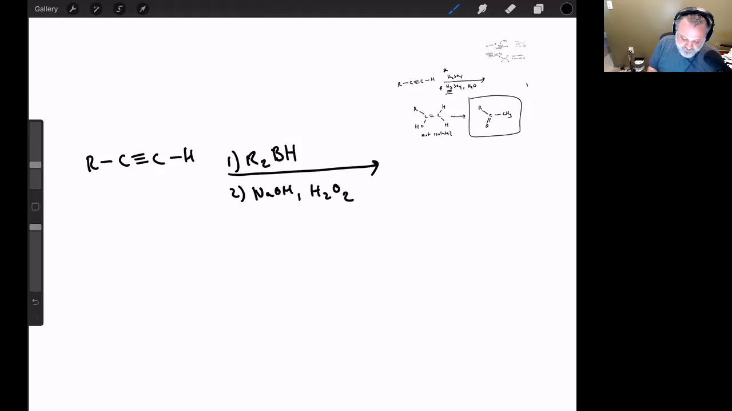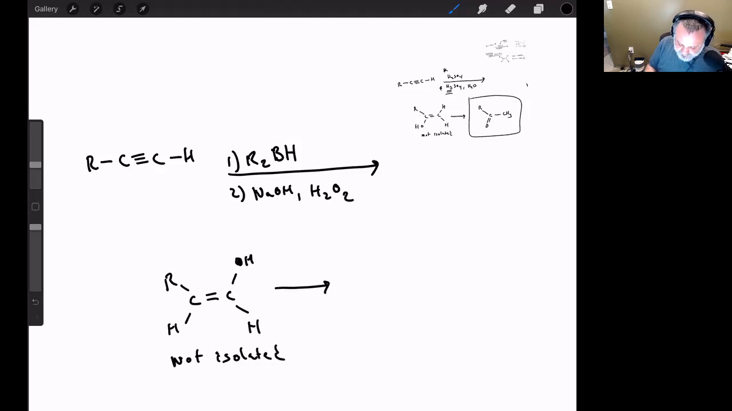H2O2. You would say to yourself, well, I would get the anti-Markovnikov addition of an alcohol. And so I would still end up with an enol, but the enol would be at the least substituted position. But again, just to give you a preview, the enol is not isolated, and so it again tautomerizes. And you get an aldehyde at the end of the day.